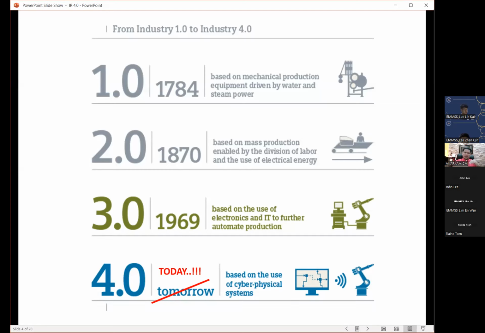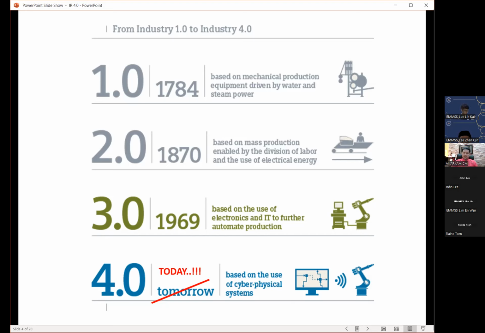So we can see the timeline or the years are different because we are referring to different resources. As I said, there is no specific and clear definition of IR 4.0. It's actually our understanding and the global understanding. What is IR 4.0? We all agree at the world level that IR 4.0 is the current trend now.